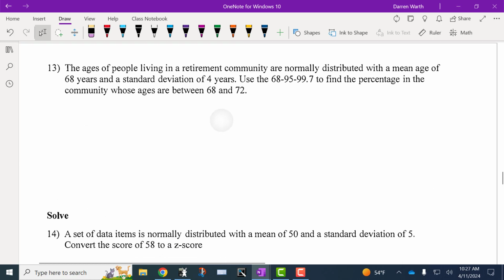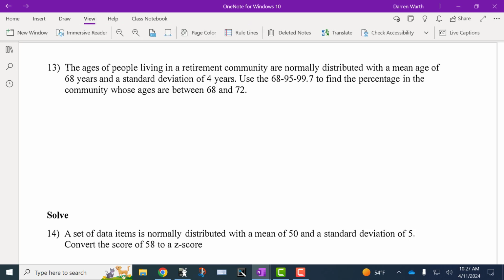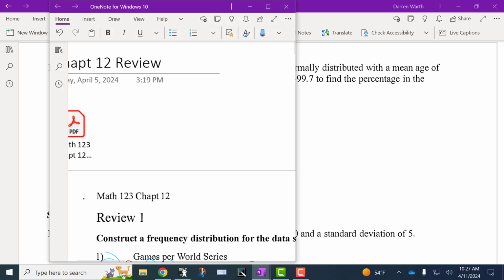Number 13 says the ages of people in a retirement community are normally distributed with a mean age of 68 years and a standard deviation of 4 years. Use the 68, 95, 99.7 rule to find the percentage in the community whose ages are between 68 and 72. When you look at your formula sheet, I'm just going to bring up my formula sheet right here. Let's see if I can find it real quick.